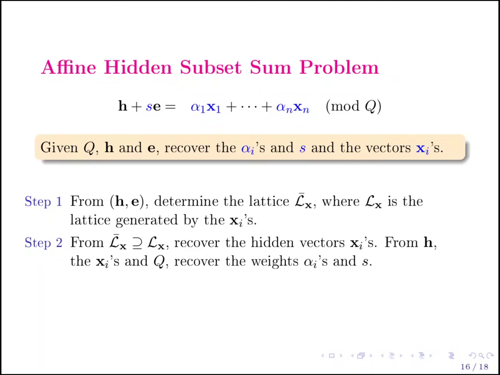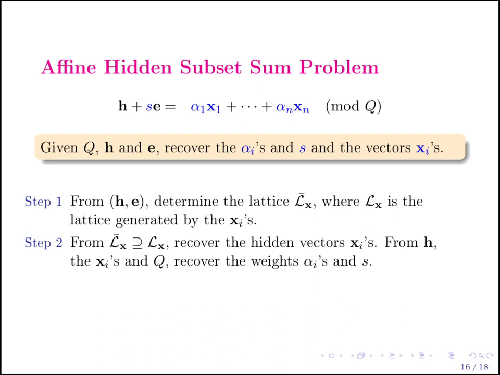Before concluding, I want to briefly present to you also the affine variant of the hidden subset sum problem. The affine hidden subset sum problem is, as I said, a variant of the hidden subset sum problem, having cryptographic applications too, like the cryptanalysis of the DLP generator in the Schnorr signature. In the affine hidden subset sum problem, we have an additional input vector E and an additional hidden coefficient S. And we have this equation satisfied.